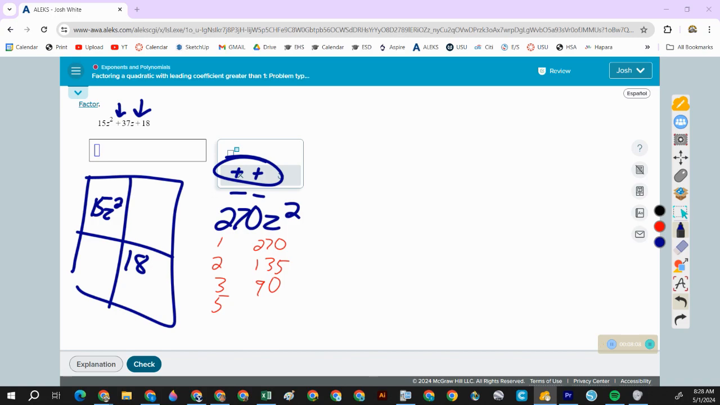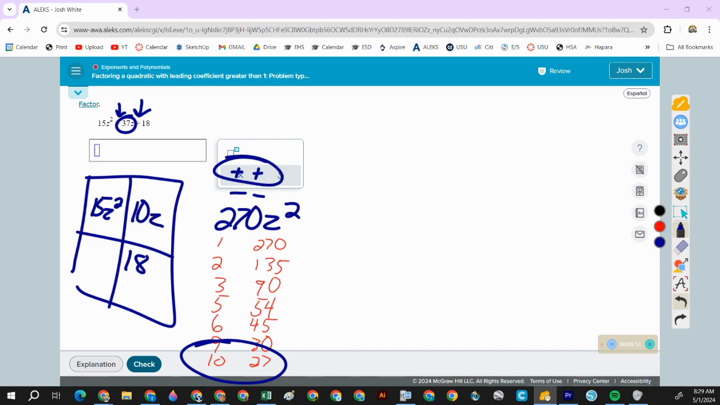5, I don't know, 270 divided by 5 is 54. 6 and 45. 7 doesn't work. 8 doesn't work. 9 and 30. 10 and 27. That's the one we want. So we want to add to be 37, 10 and 27.